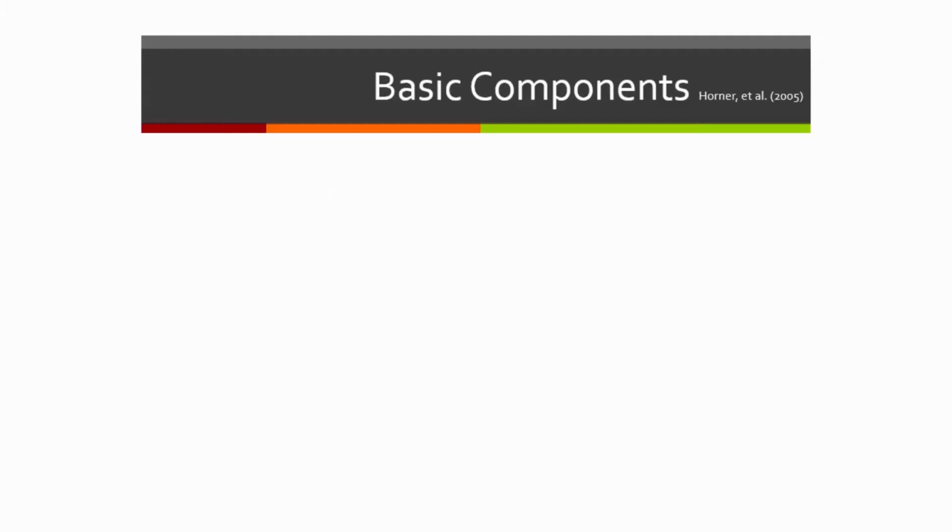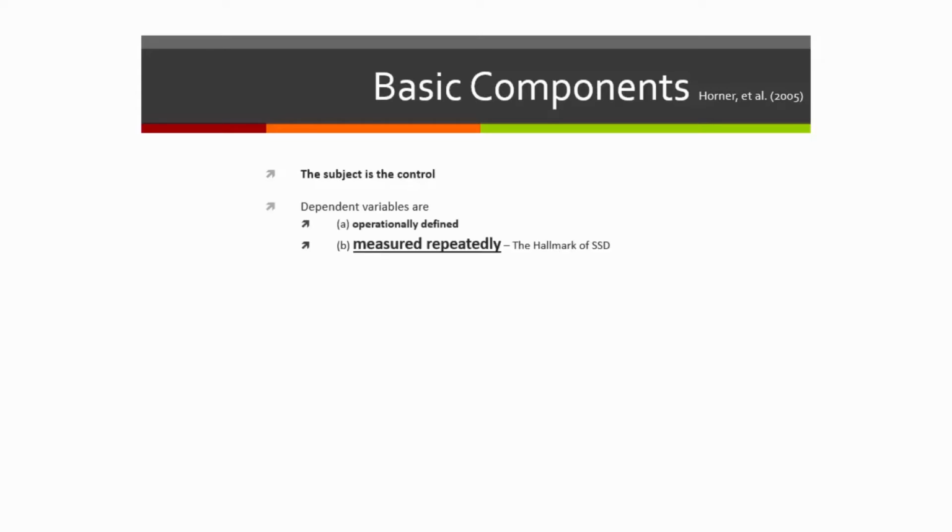Now, some basic components. In all single subject designs, the subject is the control. We've mentioned that previously, and you're going to mention it over and over again. So basically the control, what we are going to use to base all of our intervention results on, is the subject. Dependent variables are measured repeatedly. The hallmark of single subject design is repeated measures, repeated measures, repeated measures.